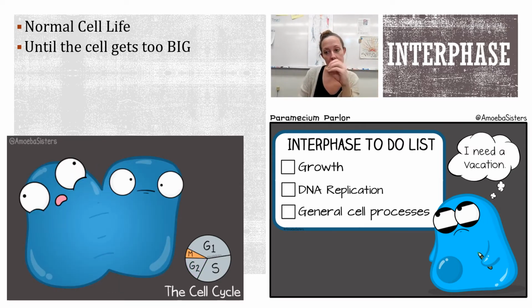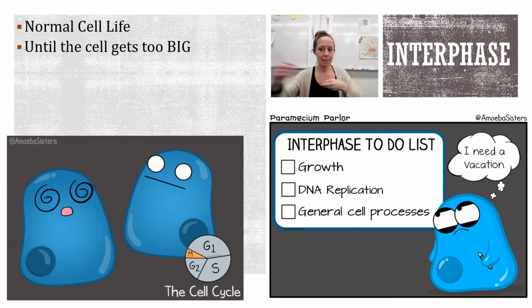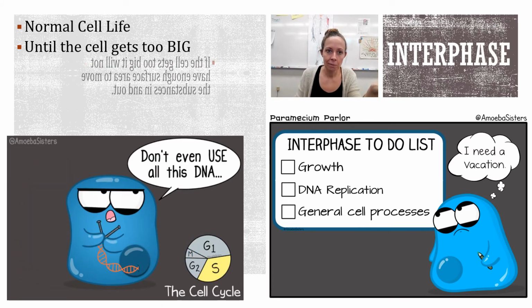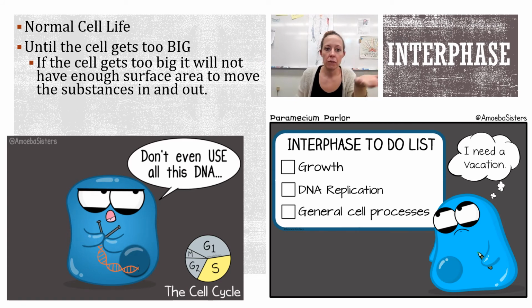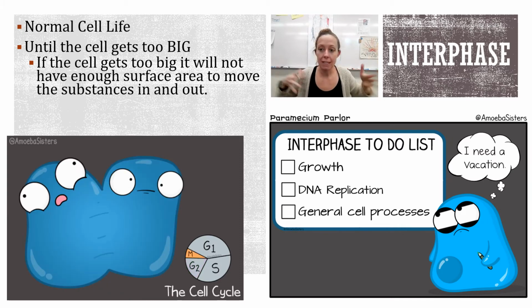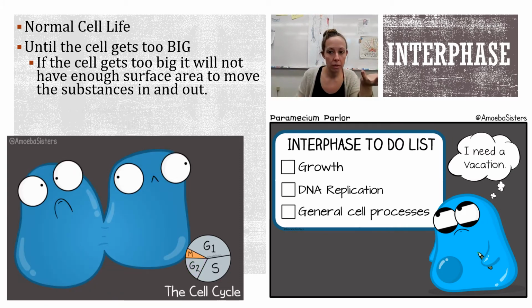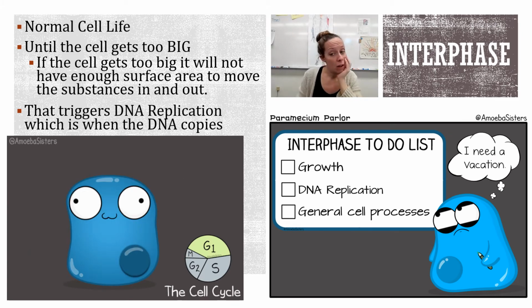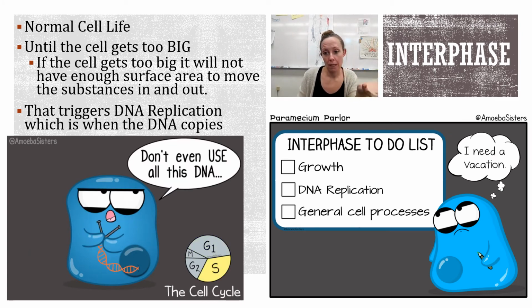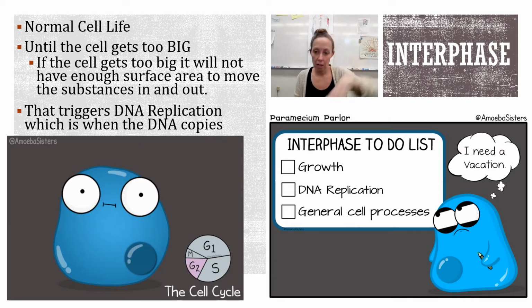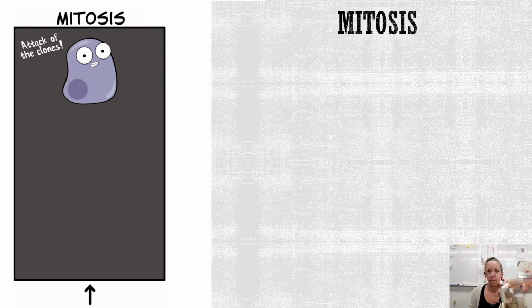So your cell needs to stay little so it can be efficient. It can pass things in and out of it really quickly. So when your cell gets too big, it needs to divide, right? If a cell gets too big, it will not have enough surface area, wall space, to get things in and out of it quickly. So it divides, right? That's going to trigger your DNA to replicate, which is when your DNA copies, right? That DNA copying is one of the first steps to start getting ready to divide.